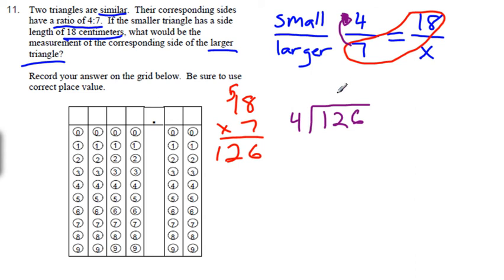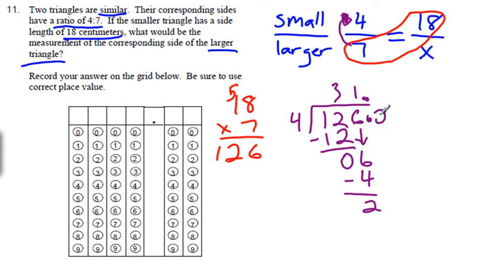And then it's just we divide. 4 goes into 12 3 times. This is 12. 0, bring down 6. 4 goes into 6 one time. 1 times 4 is 4. Subtract again. We're out of numbers, so we add a decimal, and it's 0.